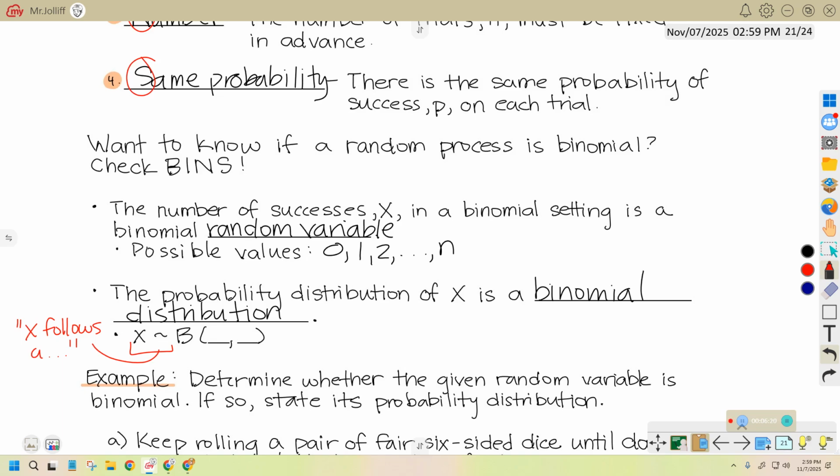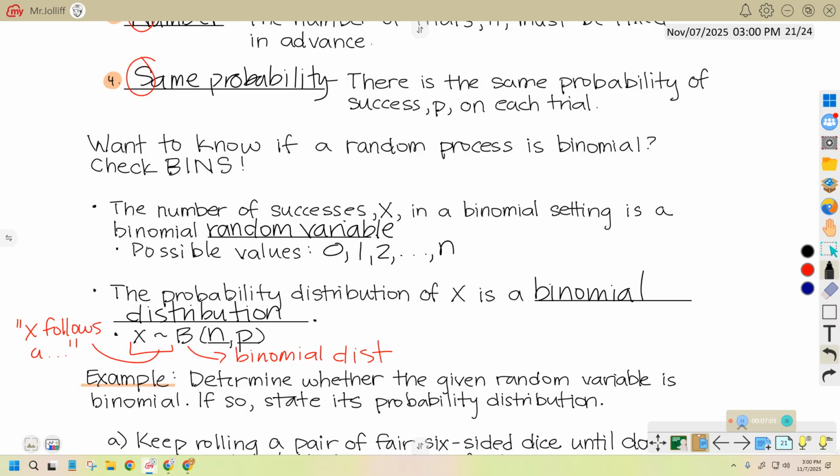Any guess what the b stands for? What type of distribution are we looking at? Binomial. We're looking at a binomial. Those two blanks will always be the same two numbers. The two pieces of information I need about a binomial distribution are the number of trials n and the probability of success p. I will always give those two numbers with a binomial distribution.